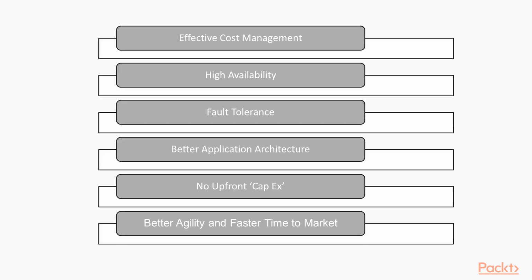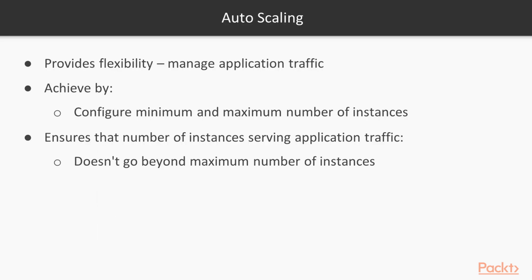There are some visible benefits of auto scaling: effective cost management, high availability, fault tolerance, better application architecture that supports auto scaling and hence more robust, no upfront CapEx, better agility and faster time to market, pay-as-you-go. In short, the auto scaling feature in AWS provides us flexibility to manage application traffic in a cost-effective manner.